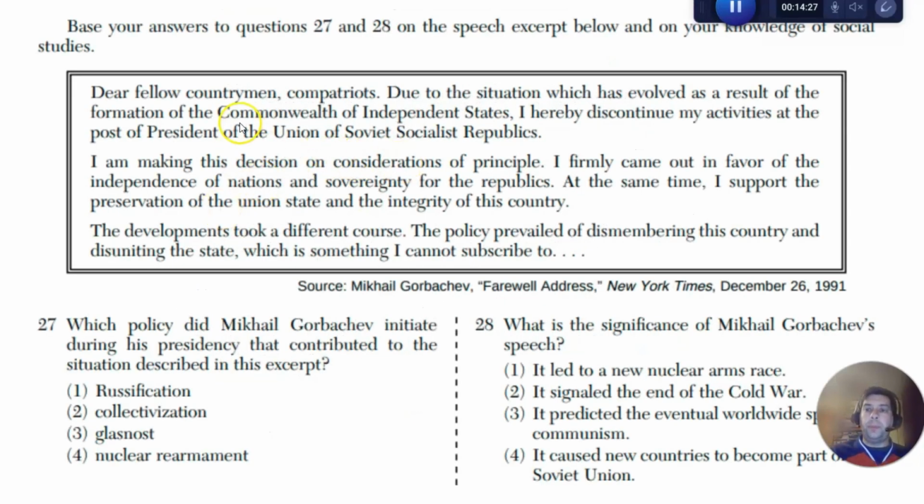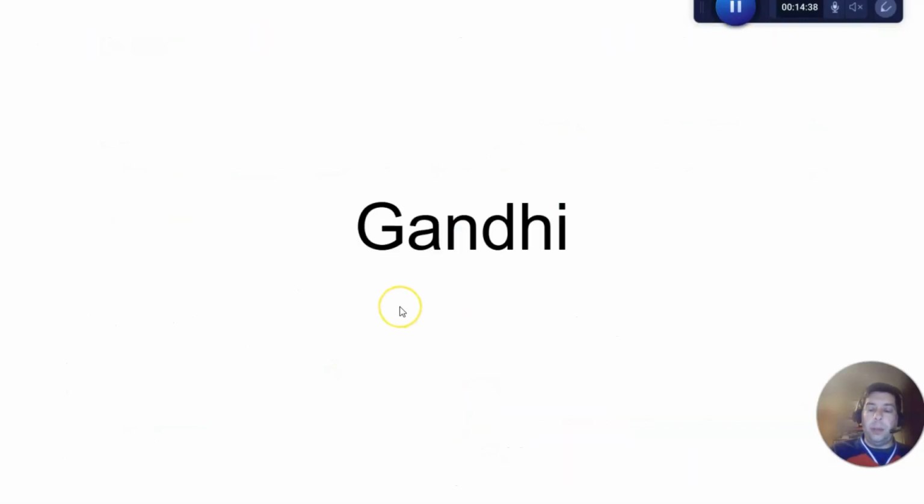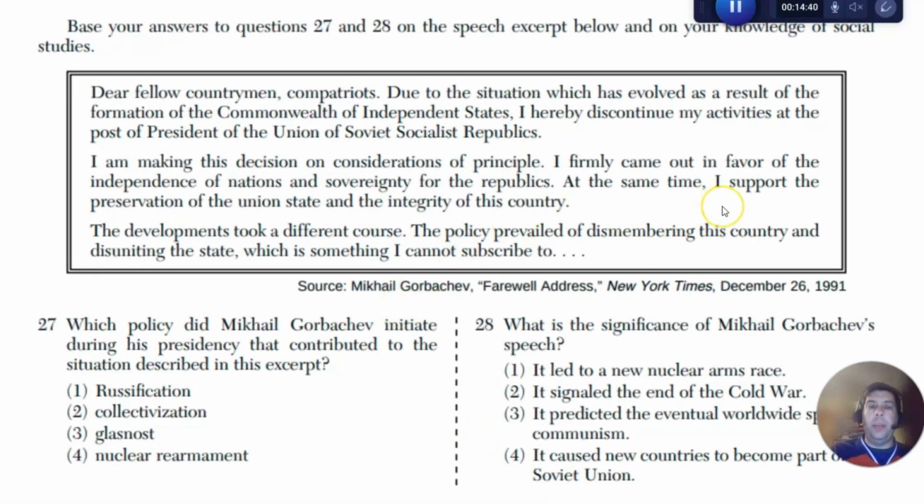Let's look at this one. Okay, I see Gorbachev. Farewell address. I think glasnost. I think perestroika. I think also, as we talk about this, I don't know why it keeps doing that to me. It says which policy did Mikhail Gorbachev initiate during his presidency that contributed to the situation described in this excerpt? It's his farewell address, and this is a fairly common document. What is the significance of his speech?